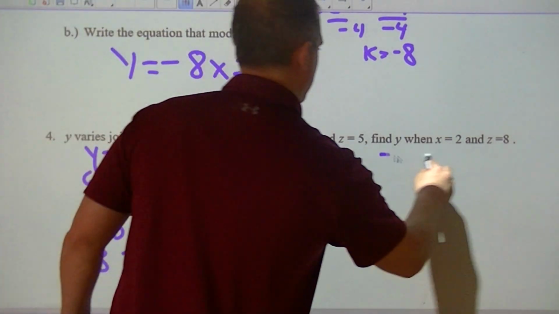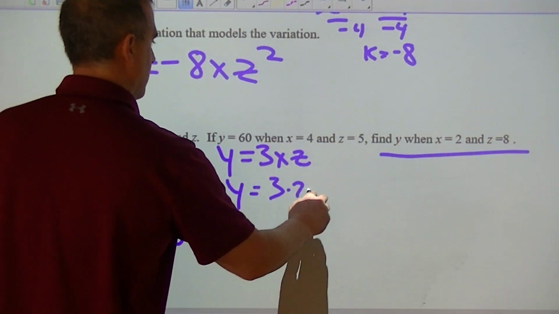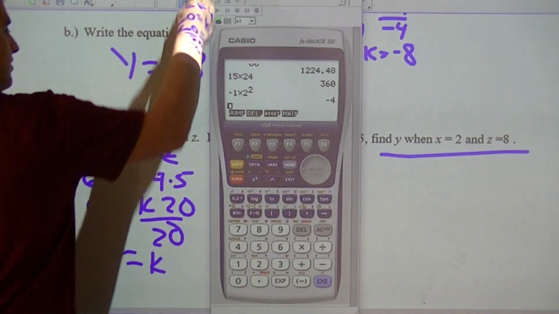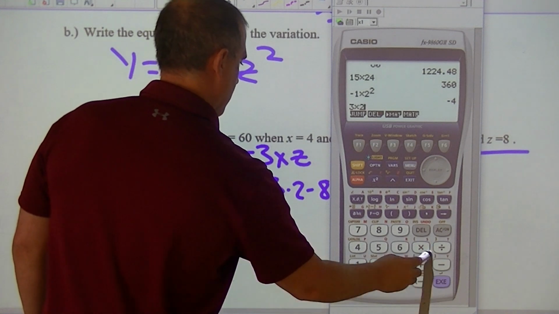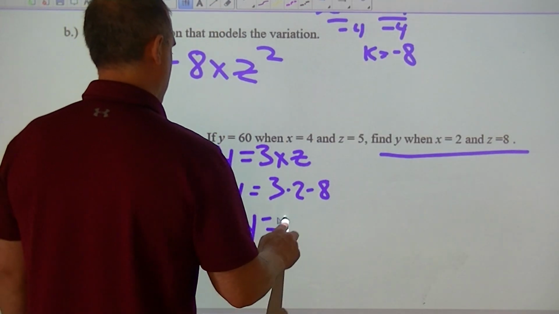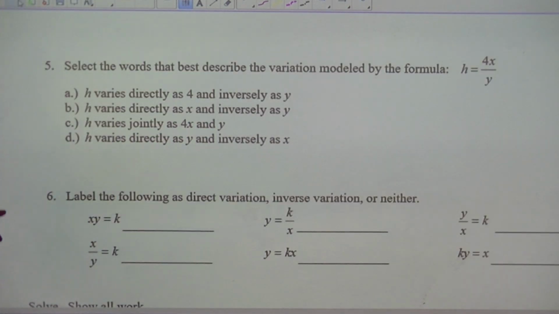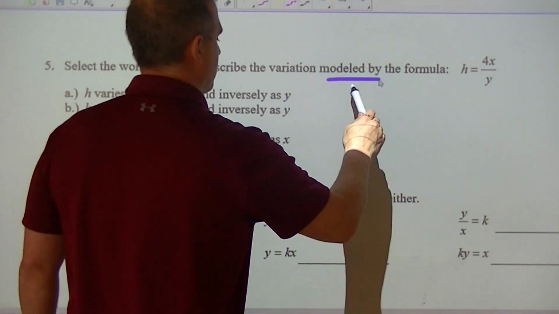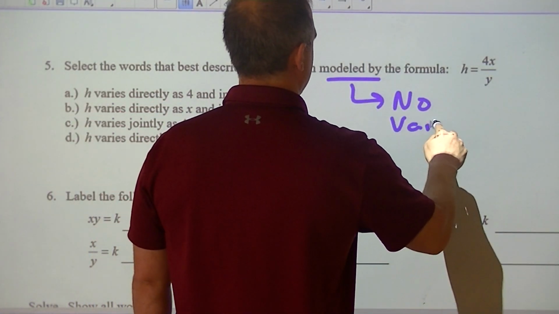Then it says find y when x is 2 and z is 8. Since all those numbers are on one side, it's 48. Question number 5. The key thing is models. No numbers.